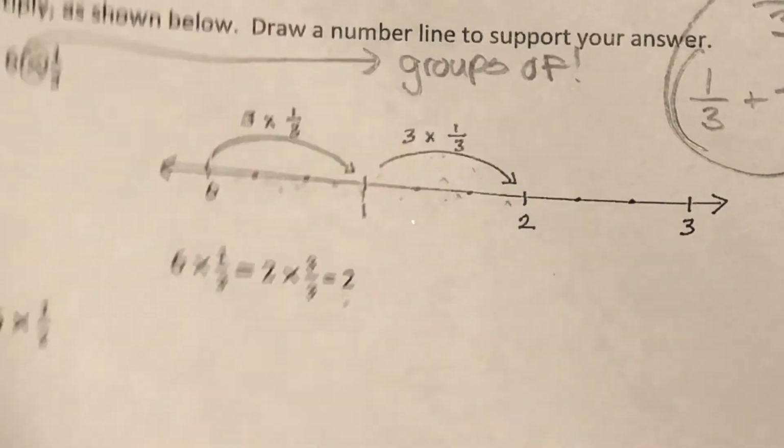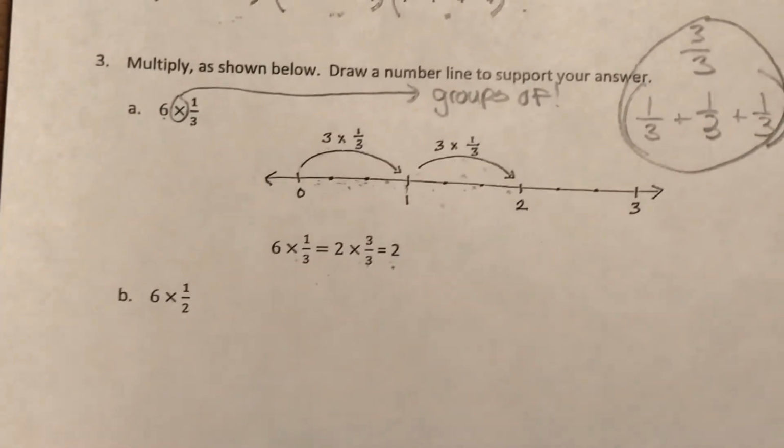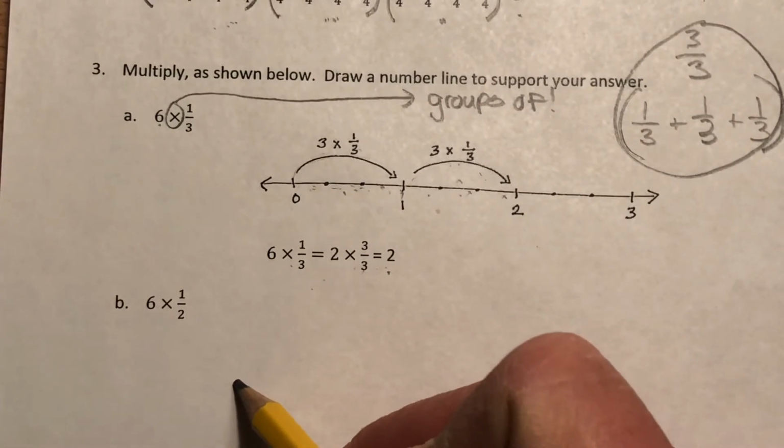So we're going to show you here, and then I'm going to show you the easier way to do it. So 6 groups of a half, okay? So let's show this number line.